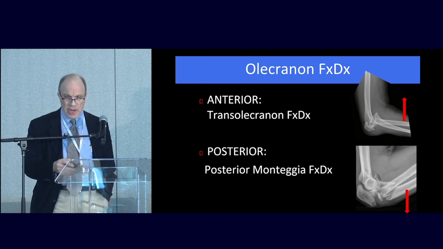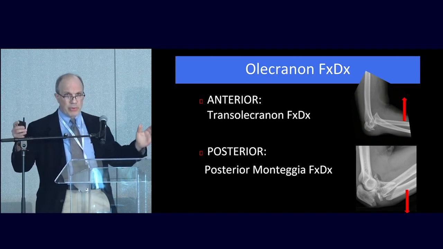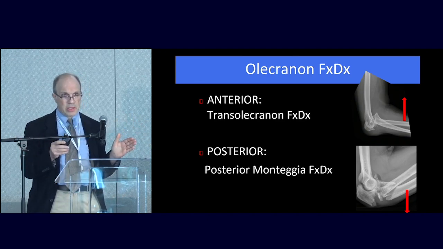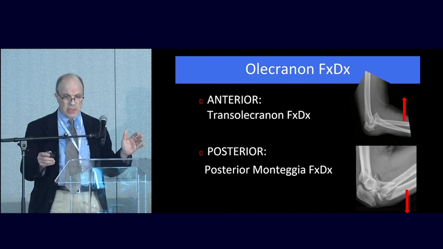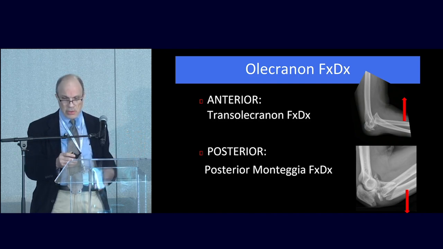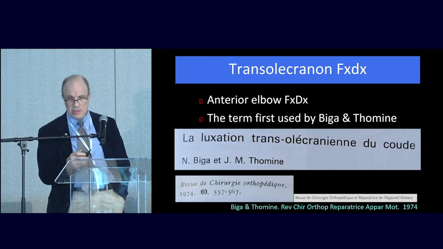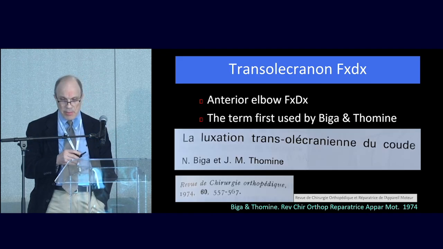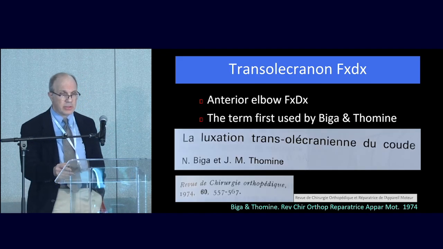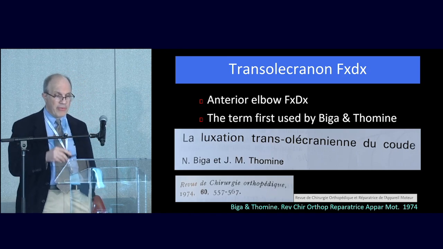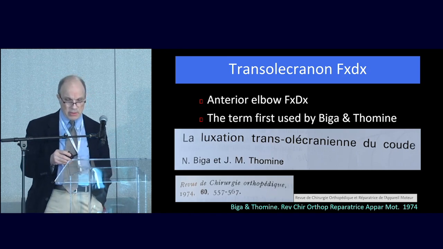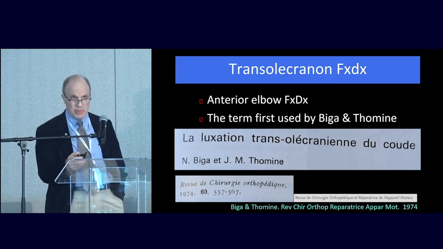Olecranon fracture dislocations, basically, I can put in 2 groups: olecranon fracture and something is dislocated. If it's anterior, it's a transolecranon fracture dislocation. If it's posterior, it's probably a Monteggia fracture dislocation. This has been described a while ago. If you start reading the literature and looking back at the references, it actually goes back to 1974, described in a French article.